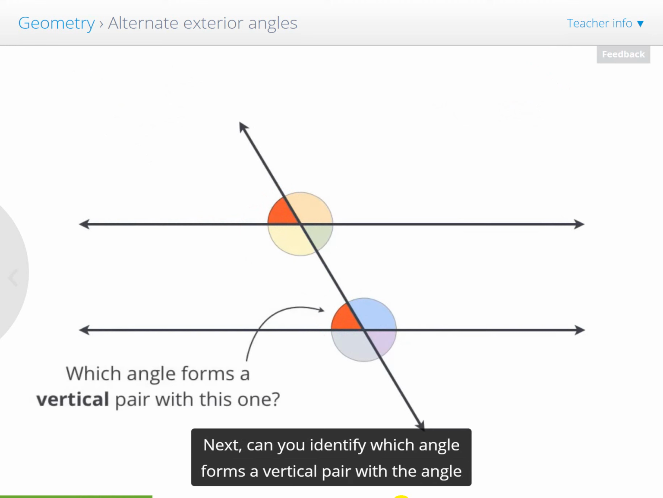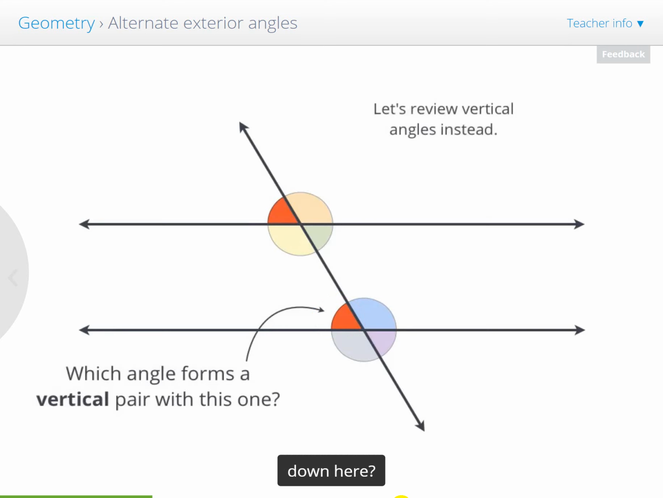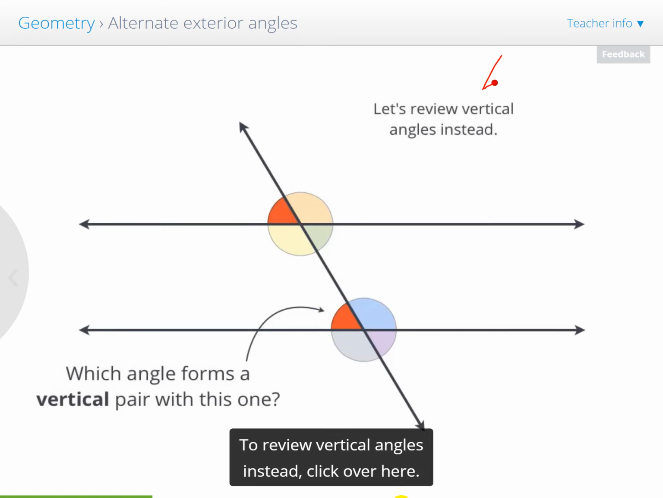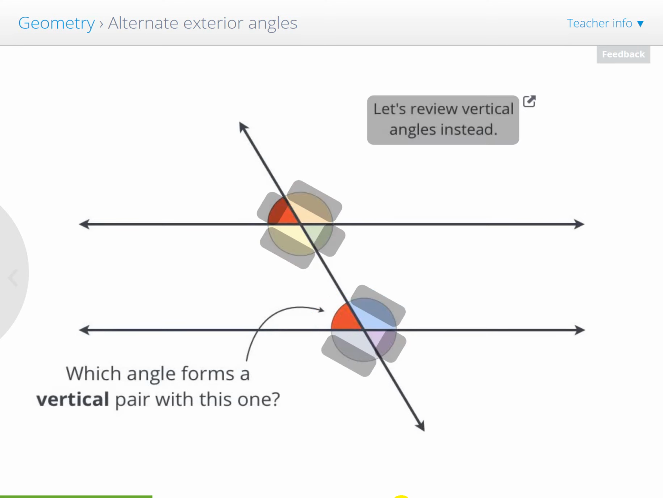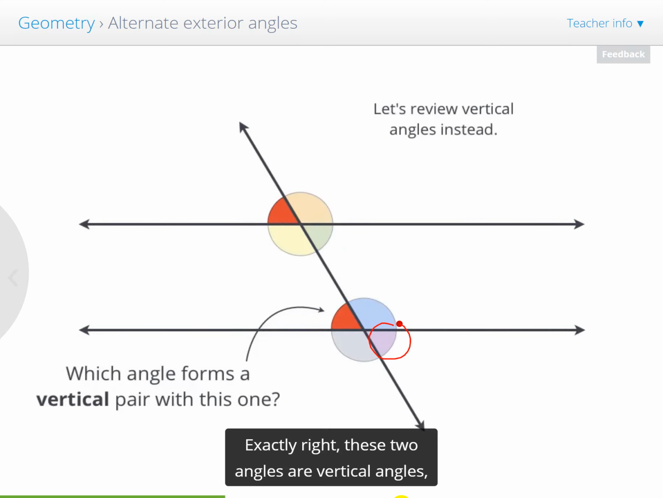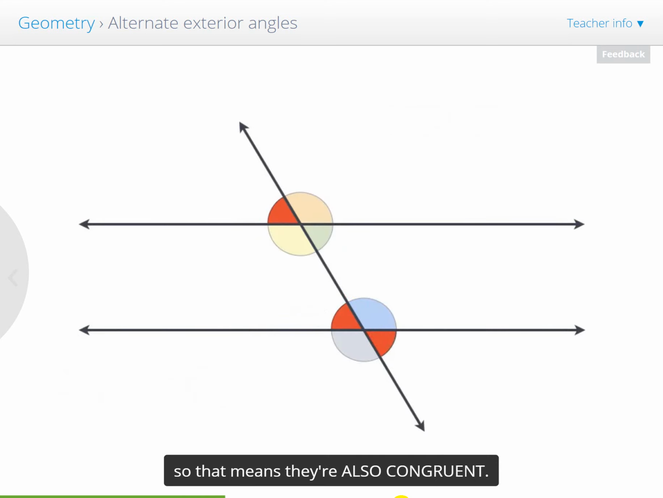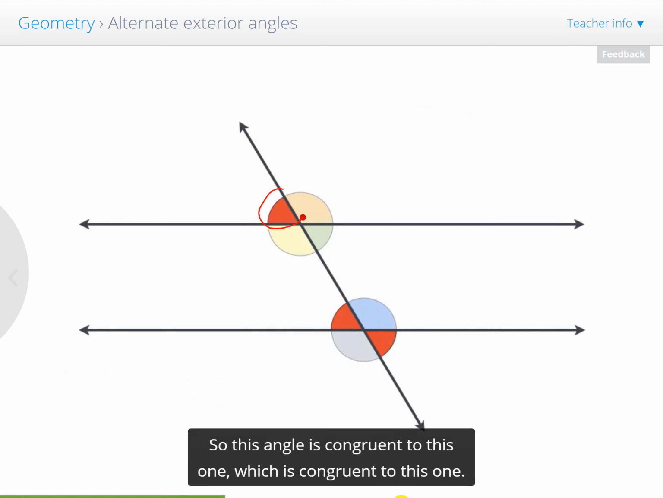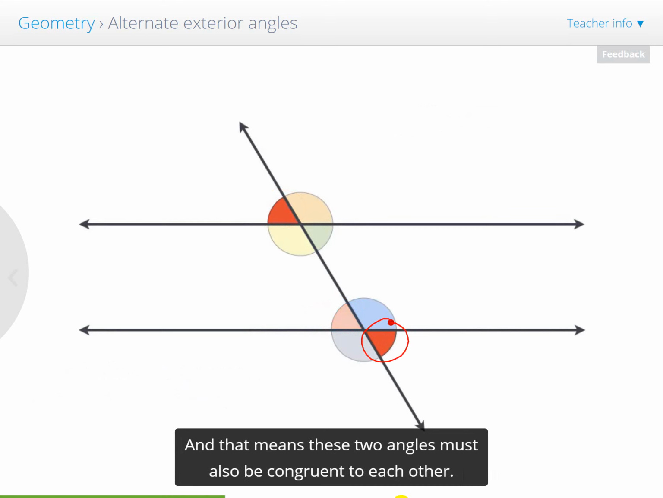Next, can you identify which angle forms a vertical pair with the angle down here? To review vertical angles instead, click over here. Exactly right. These two angles are vertical angles, so that means they're also congruent. So this angle is congruent to this one, which is congruent to this one. And that means these two angles must also be congruent to each other.